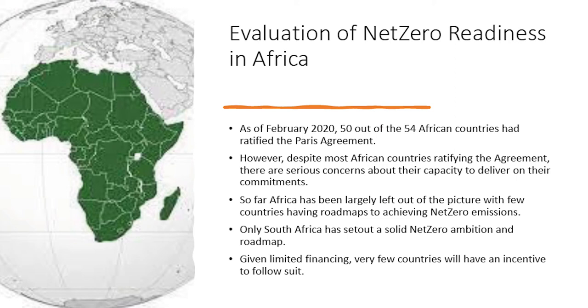So if your country, I think this is also going to be part of an interesting homework for you, because in your last assignment, which is for the last week, you are supposed to be dealing with NDCs and also other policies. So I'm saying so far, there are few countries that have done that. So only South Africa has set out a solid net zero ambition and roadmap. And given limited financing, very few countries will have any incentive to follow through.